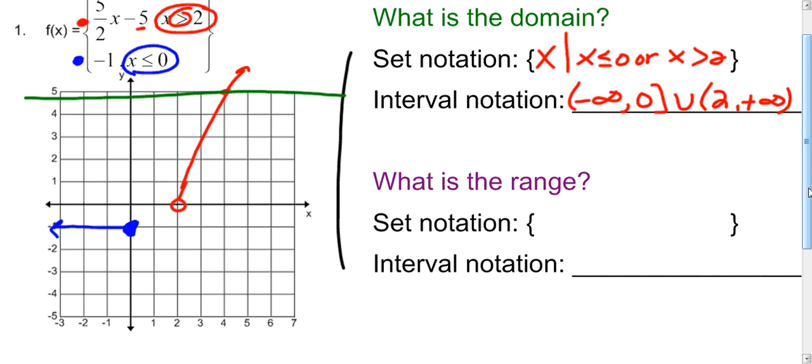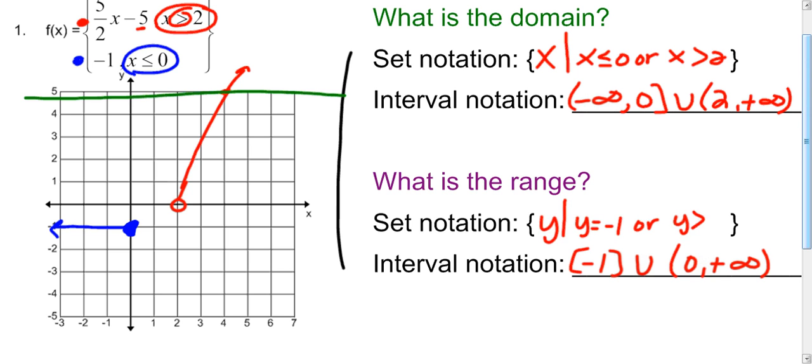Okay, so in interval notation, it would look like this. It goes from -1, and then again from 0 to infinity. And in set notation, it would be the set of y such that y equals -1 or y is greater than 0.